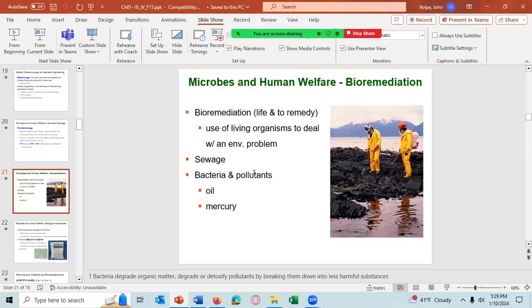We use microbes to digest sewage, and obviously bacteria can be used to break down pollutants such as oil and mercury. Now, bacteria can convert mercury from a toxic elemental form to a less toxic non-elemental or organic form. However, it still is toxic. All forms of mercury are toxic, but it would be less toxic if the bacteria can convert mercury to an organic form. Any questions about that?